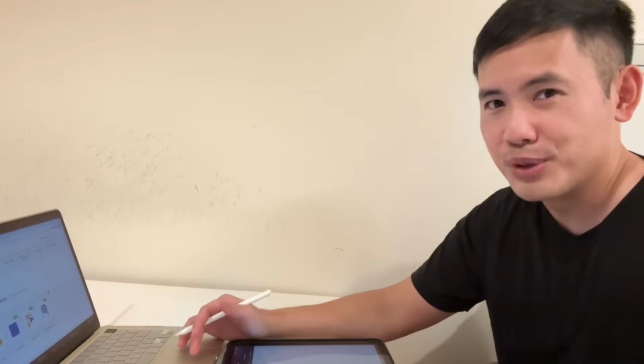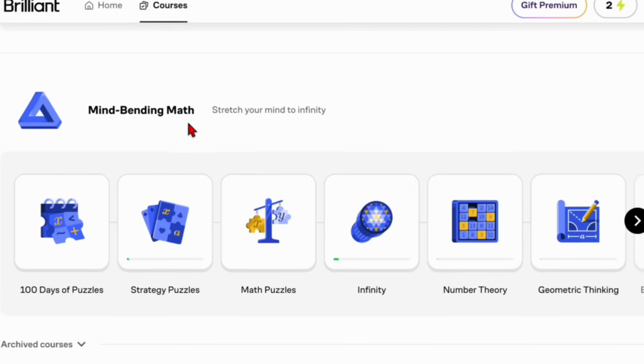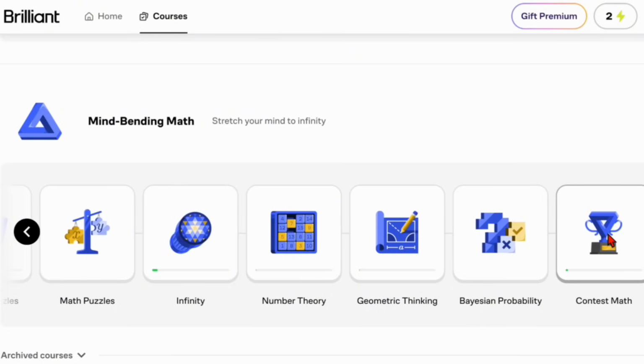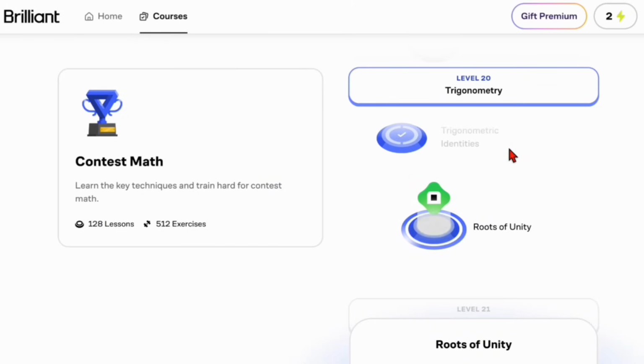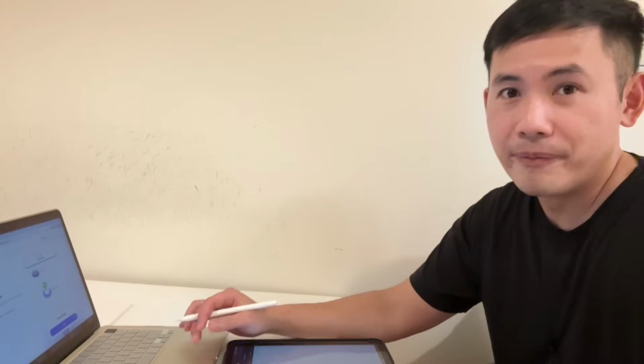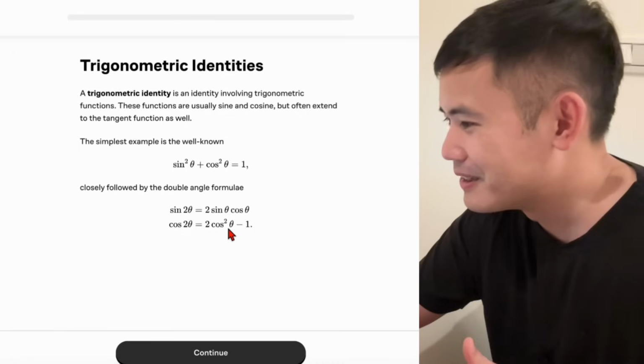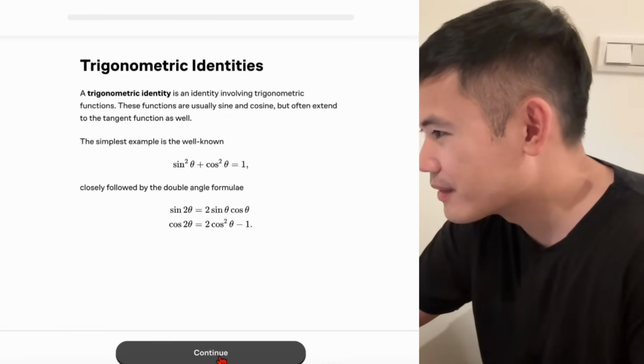And I know many of you, including myself, like to do math competition questions. So let me take you to the contest math course, which is right here. We have different levels here. I'm going to do the trigonometric identity one with you. But if you want to do probabilities or combinatorial number series, it's there. All right, let's see. Continue.